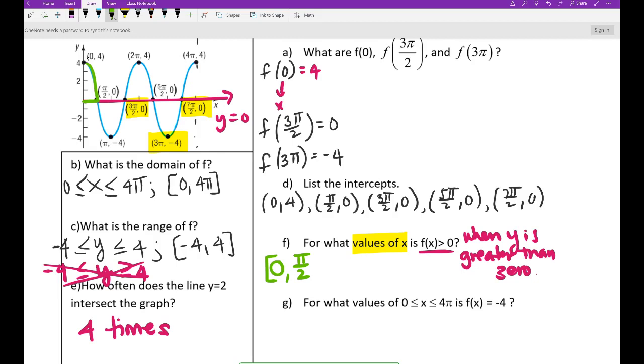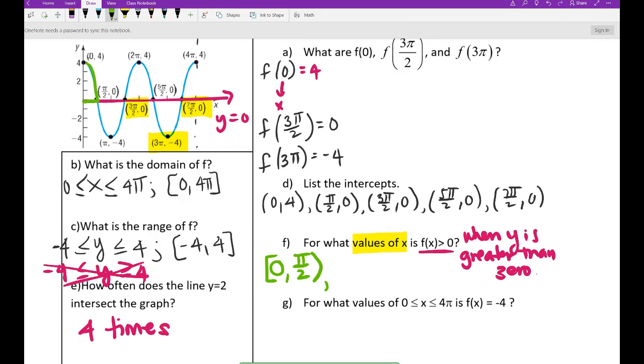It's 0. Is 0 greater than 0? So can I include this point in my answer? No. So what symbol do we use so that we say that it's not inclusive? Yes. Okay, see how in one question we have two different symbols in there? Okay, comma. Is that the only answer?